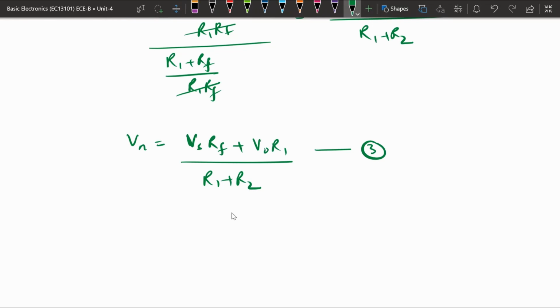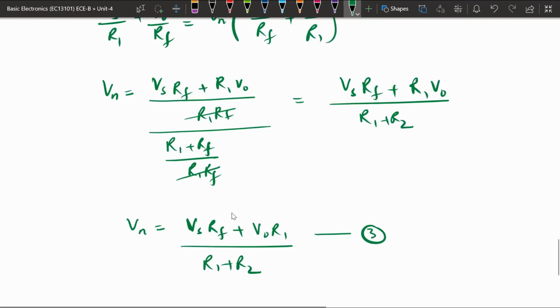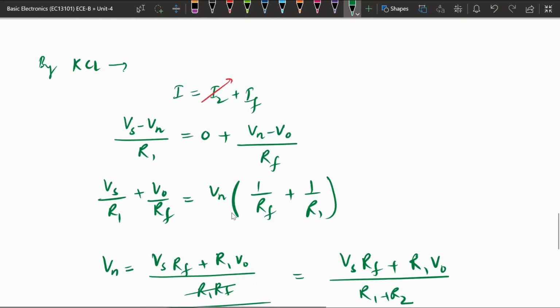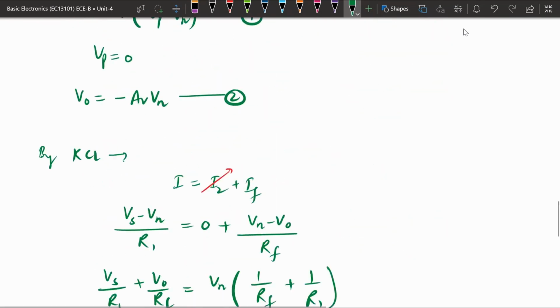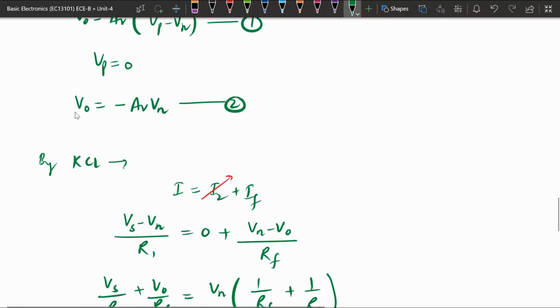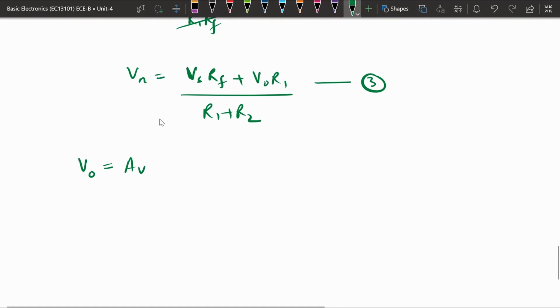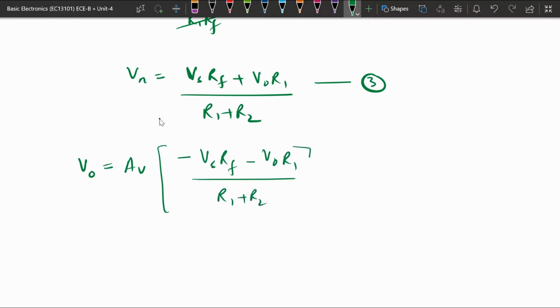Okay, so now by putting the value of Vn in the above equation 2, from there we can get the output. From above, by putting the value of Vn from equation 3, we will get V0 equals minus Av multiplied by Vn. So here Av, and then we have the negative, and then (Vs Rf minus V0 R1) divided by (R1 plus R2). So this is the V0.